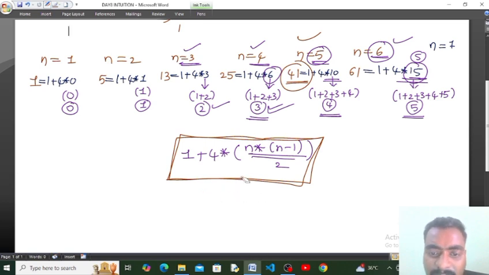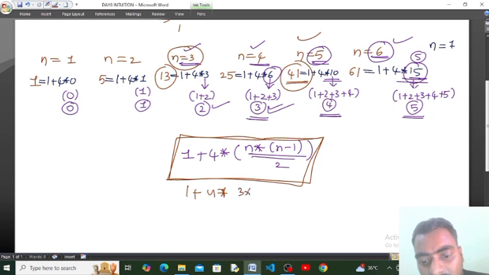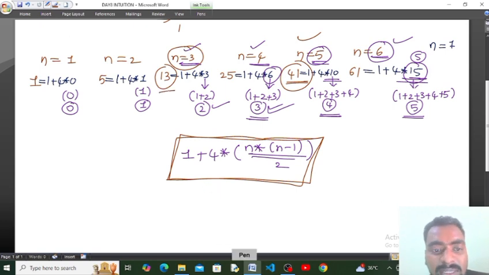1 plus 4 into 10, how much? It will be 41. If you want to verify with n is equal to 3 also, you can verify. The output is supposed to be 13. That is 1 plus 4 into 3. We should get 3. 3 means the sum of 2 natural numbers for n 3. So that is 3 into 3 minus 1, 2, by 2. So 2 cancels, and the sum will be 3. 3 means the sum of 2 natural numbers for n 3, right? So 4 into 3, 12 plus 1, 13. So we are getting output 13.